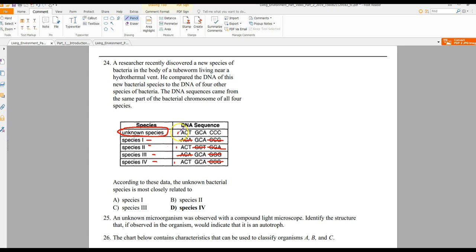So let's see. Which one had the most common DNA sequence? Species 1 had only one similar to the unknown species. Species 2 had only one. Species 3 had only one. Look at this. Species 4 had 2 similar DNA sequences. The unknown species is closely related to species 4 because it has 2 DNA sequences similar.